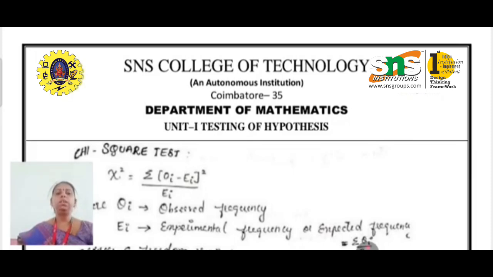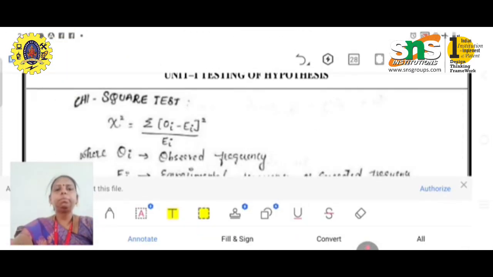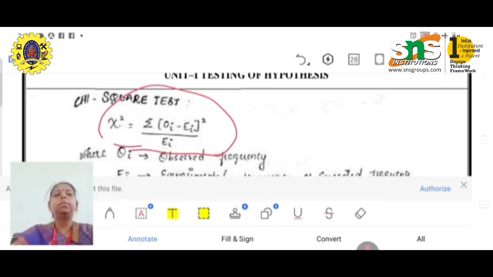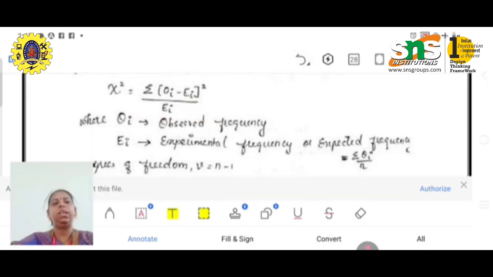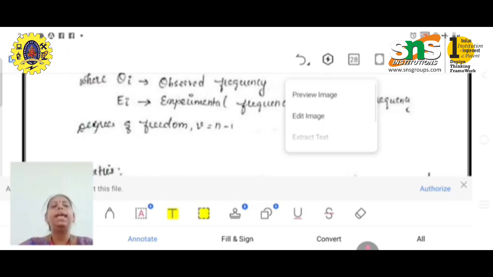Today we are going to see the topic testing of hypothesis. There are many ways to test the hypothesis. Today we are going to discuss one of the major tests, the chi-square test. The formula for chi-square test is chi-square equal to summation (OI minus EI) whole square by EI. OI is the observed frequency and EI is the expected frequency. And the degrees of freedom for this problem is n minus 1.